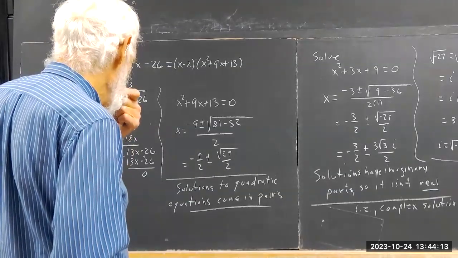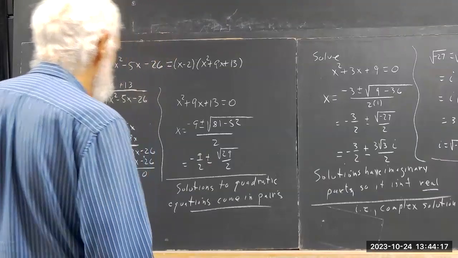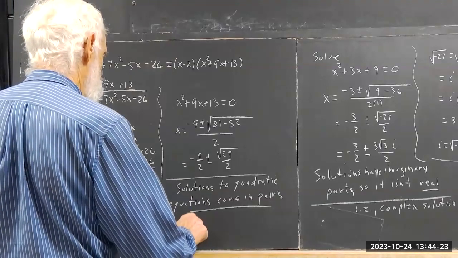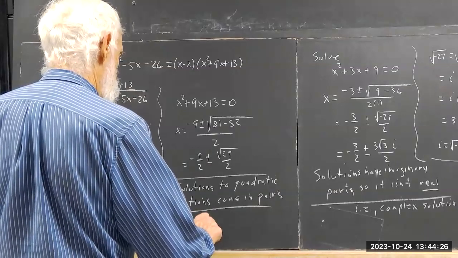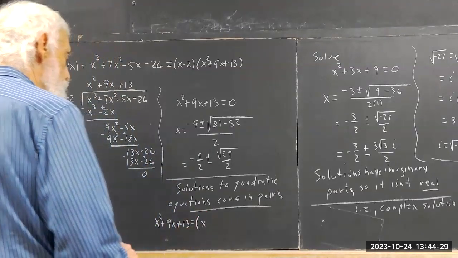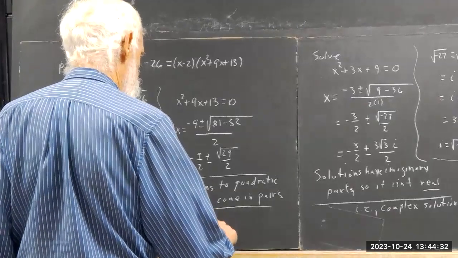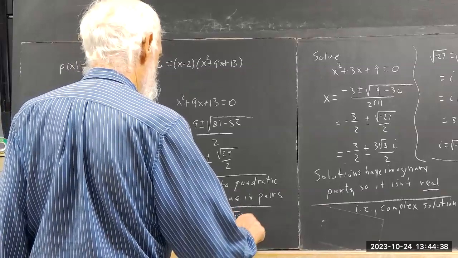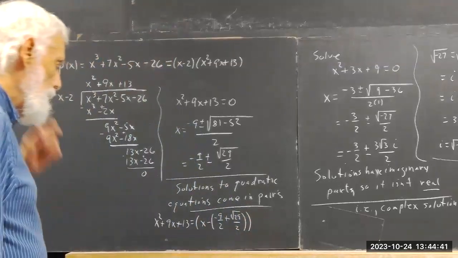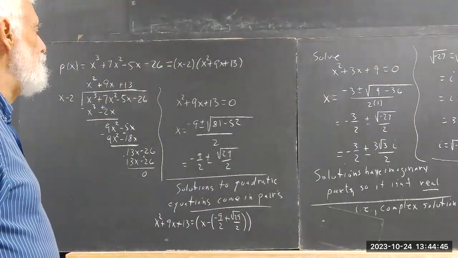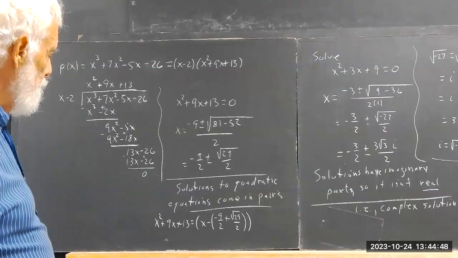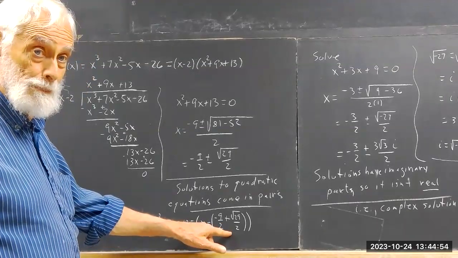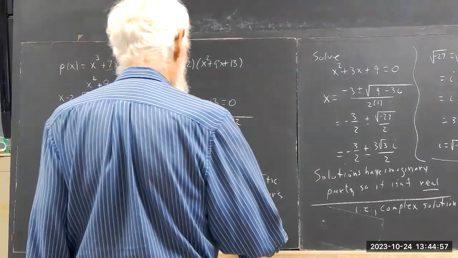So now this quadratic function is x minus one of these zeros times x minus the other one.